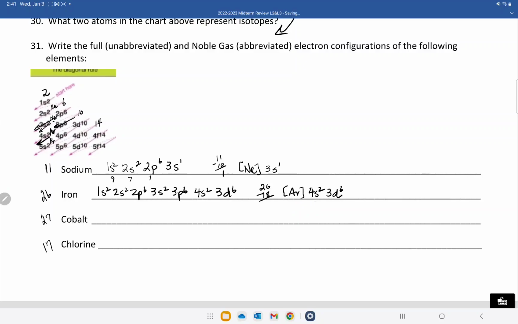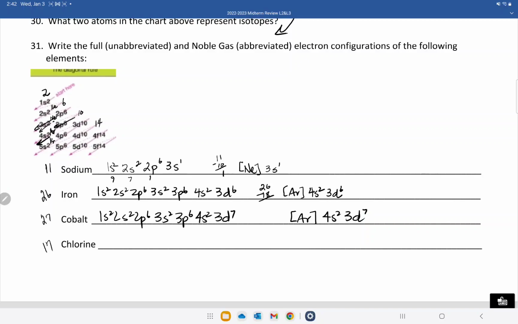Cobalt just has 1 more electron beyond iron, so it's going to be exactly the same. 1s2, 2s2, 2p6, 3s2, 3p6, 4s2, 3d7, and then the abbreviated is argon, 4s2, 3d7.